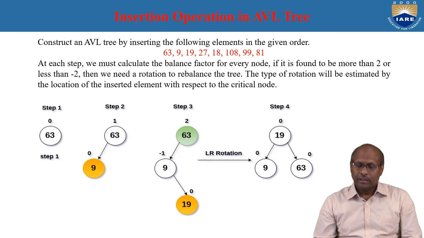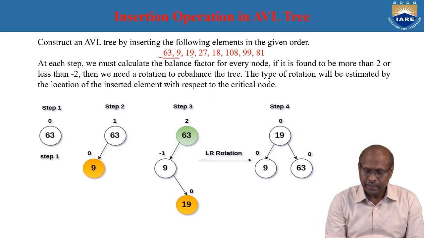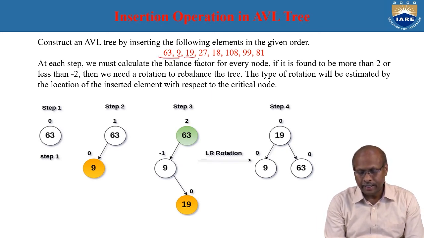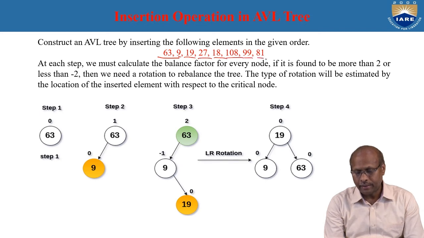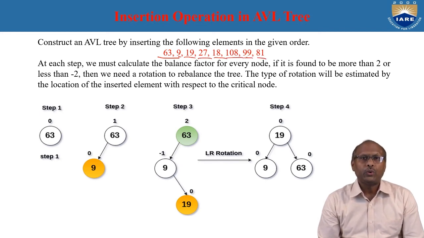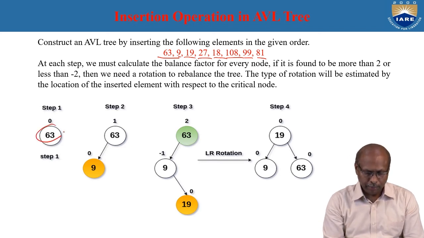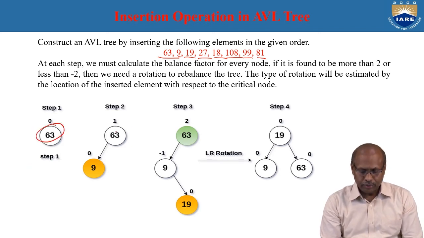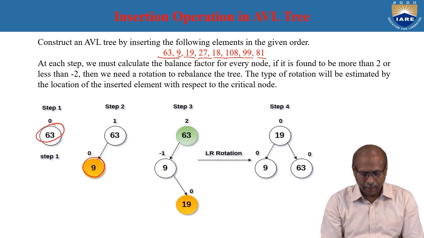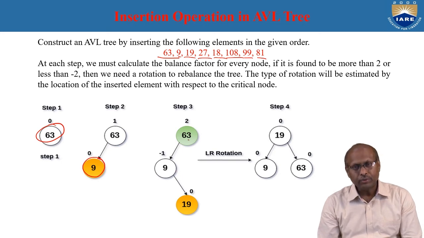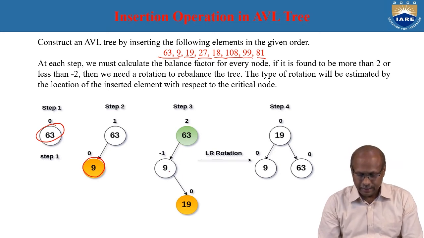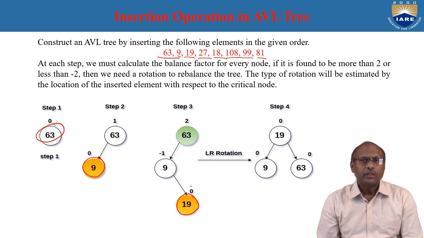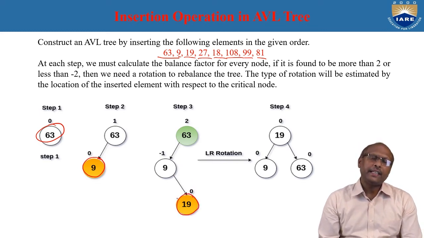Now let us see one more example to insert the values 63, 9, 19, 27, 18, 108, 99, 81. So now you have to insert this following data. First 63 comes, so 63 is the parent. Then 9 comes. 9 is less than 63, so left of this. So up to this it is balanced. Next 19 comes. 19 is less than 63 and 19 is greater than 9, so right of this. When you think about this tree, it is completely imbalanced.